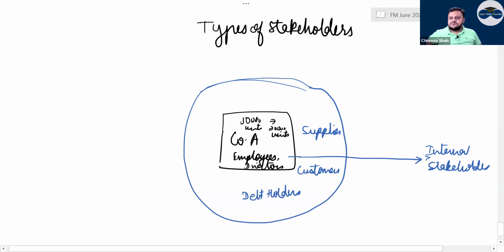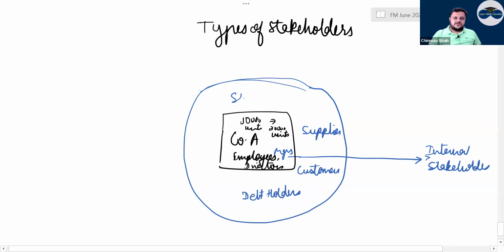Correct. Have a look. Employees, directors, and managers. Here I'll add managers also. Correct. Debt holders, customers, suppliers. Right. Then moving ahead. Up till last year, with 50,000 units, 50 million profit. Now only 5 million profit. Right. No dividend to be paid this year. Who is impacted? Tell me.